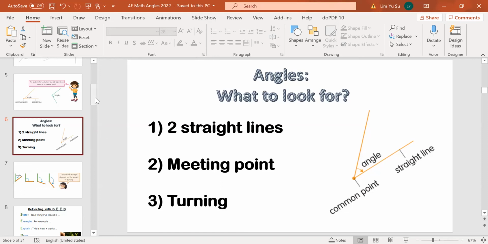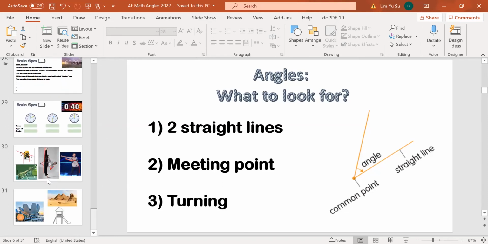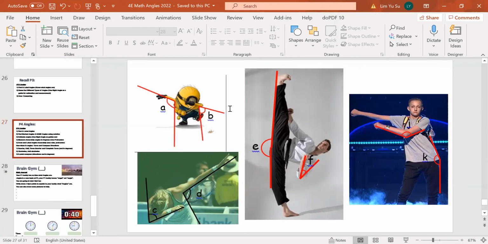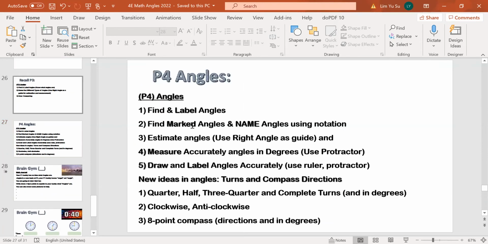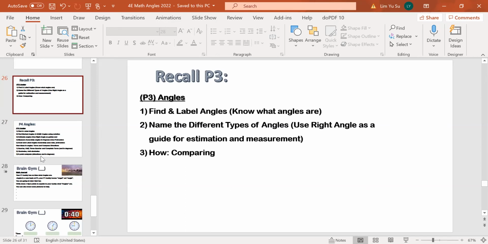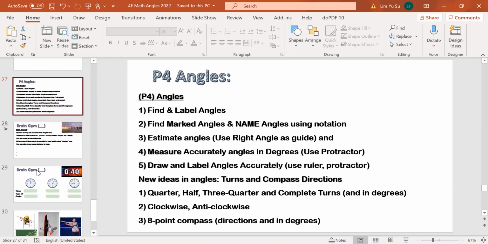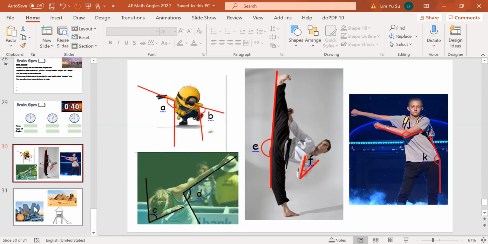Now, in our next lesson, we will be doing an interesting activity. So we have seen these pictures before, right? Okay. We will be going to our next task. So we just revised what we learned last year. Yep, correct. So now we are going to go on to find and label angles and name angles using notation. But I will introduce this in a hands-on activity.